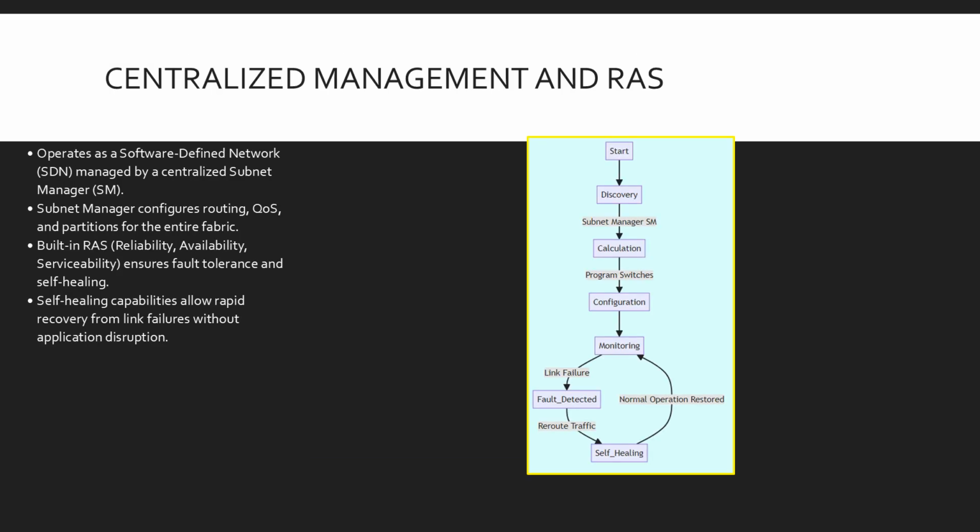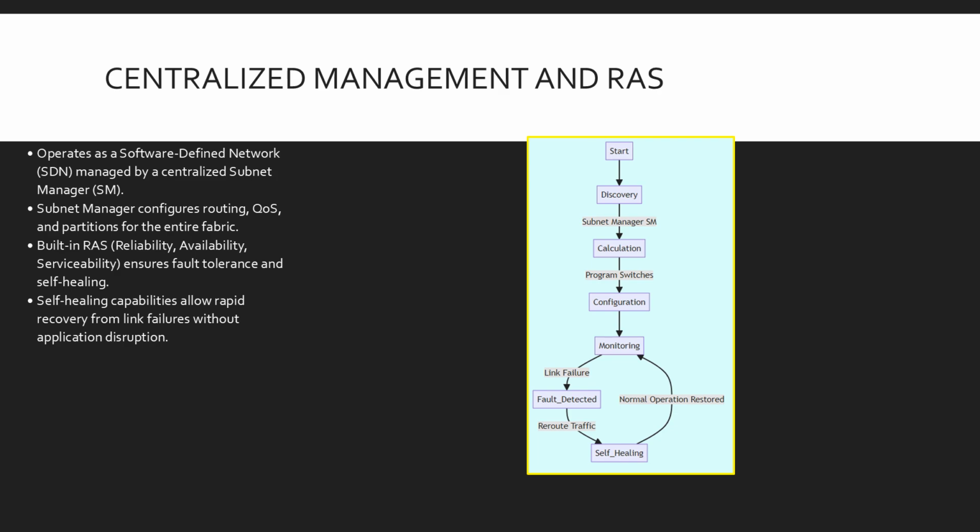Finally, InfiniBand was designed for scale and reliability. It operates as a full software-defined network, controlled by a centralized entity called the subnet manager. The subnet manager sees the entire network topology and programs optimal routing paths for every switch, ensuring no loops and efficient traffic distribution. This centralized view enables advanced RAS features: reliability, availability, and serviceability. If a link fails, the network has self-healing capabilities to instantly reroute traffic. This ensures that mission-critical simulations and AI training jobs continue running smoothly, even when hardware components fail.